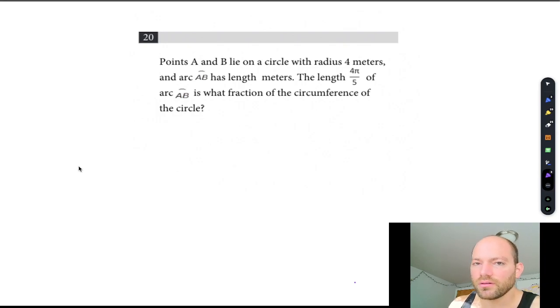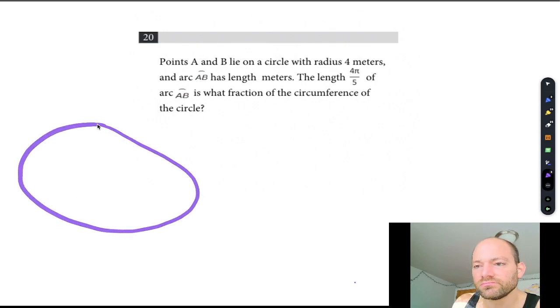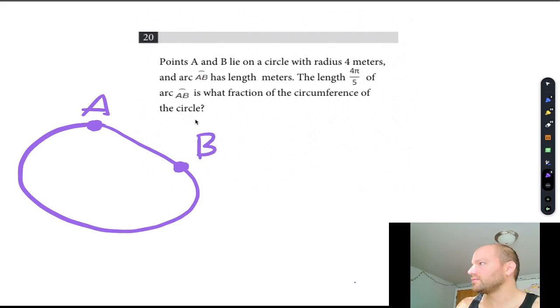Okay, points A and B lie on a circle with radius 4 meters, and arc AB has length something meters. Wherever I got this question from, something didn't come out in translation, but they say what the length is coming up. Let's just first start by drawing the circle. Doesn't have to be pretty, and this is definitely not. Points A and B. See, nothing wrong with that. Lie on a circle with radius 4 meters.